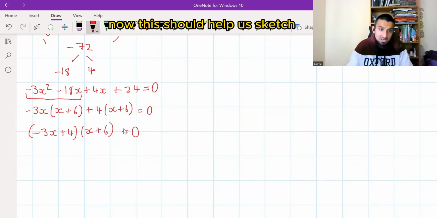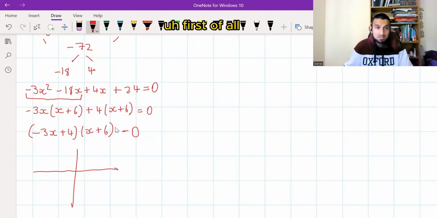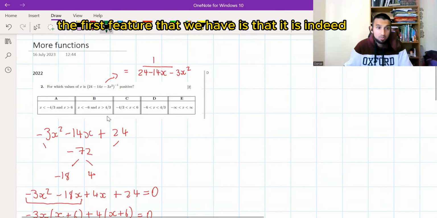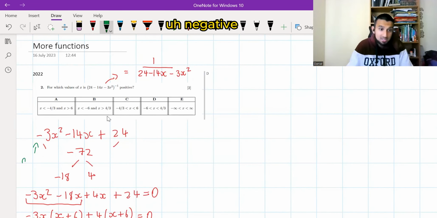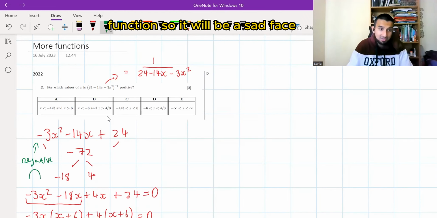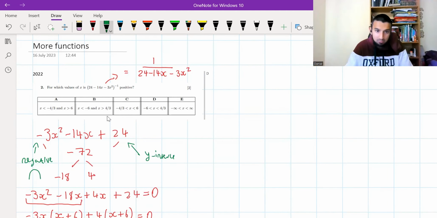Okay. Now this should help us sketch. We have quite a few features for the sketch. First of all, the first feature that we have is that it is indeed a negative function, so it will be a sad face. The next detail we have is that it has a y-intercept of 24.